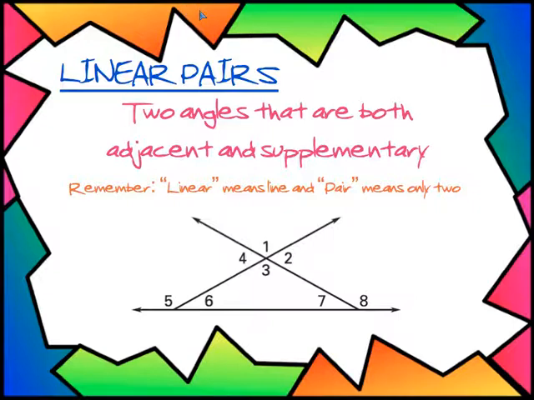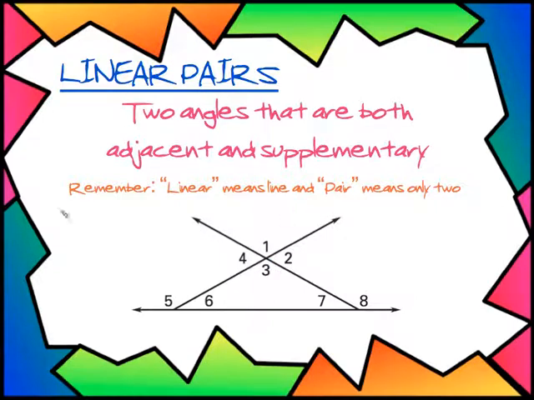So we're starting with linear pairs, and then we'll do vertical angles. Linear pairs are two angles that are adjacent, so they share a side, and they are supplementary, so they add to 180. So if they share a side and they make 180, that means that the other sides that they don't share make a line.